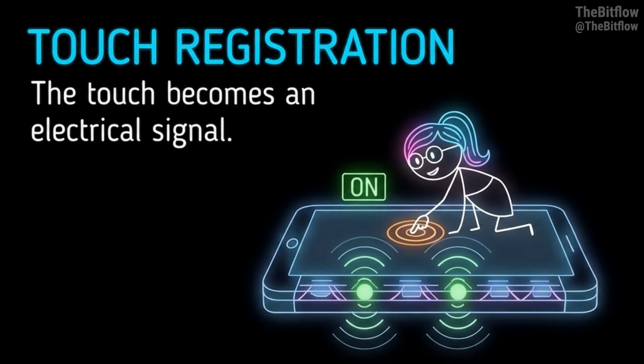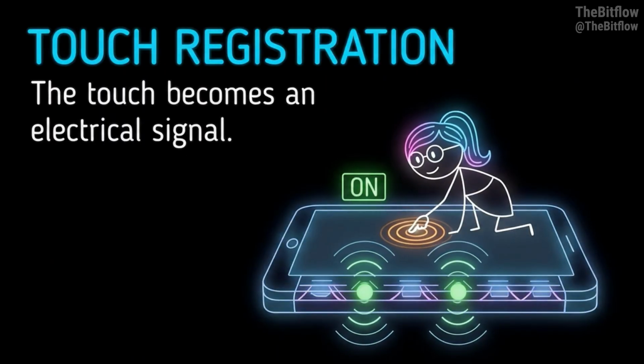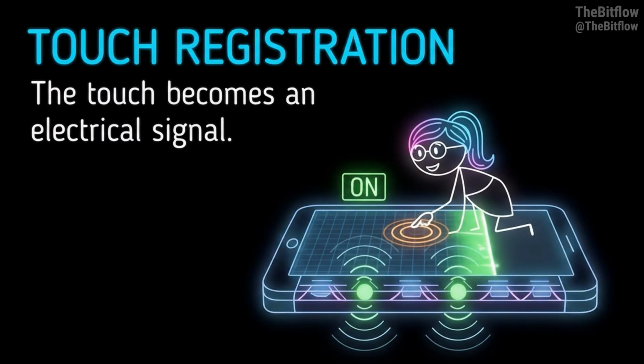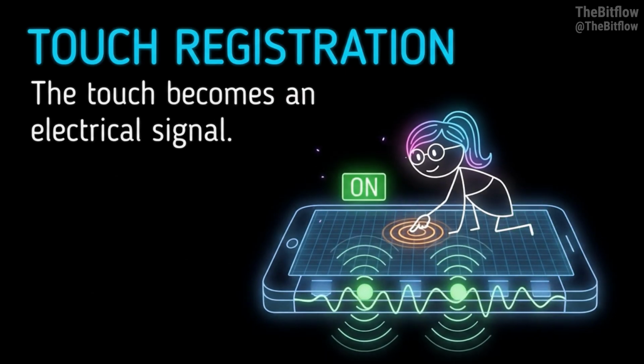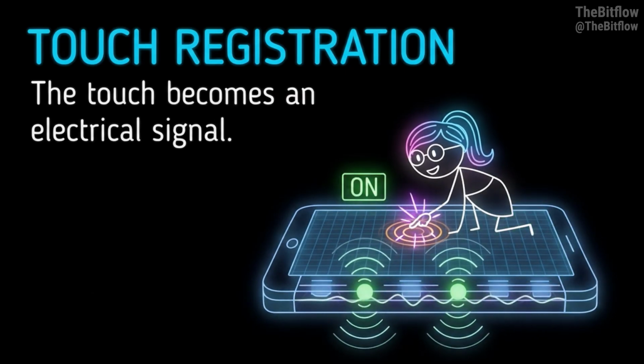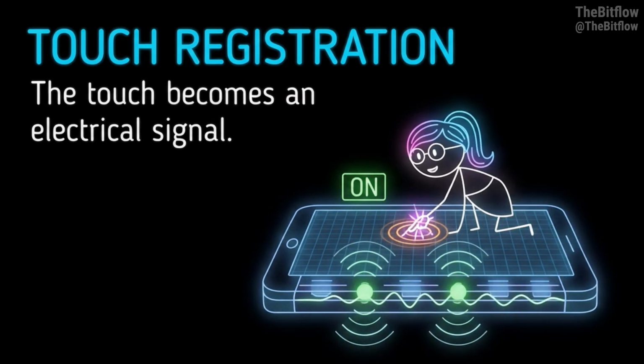Your touchscreen detects the exact point where your finger touches. That touch is converted into an electrical signal and sent to the phone's processor. Now your phone knows exactly what you touched.